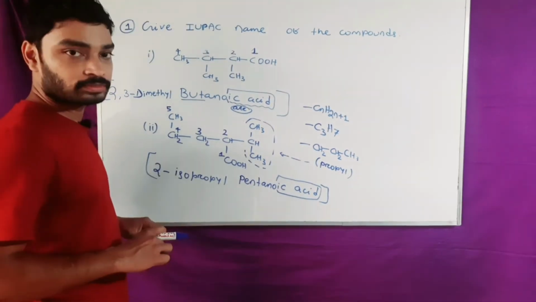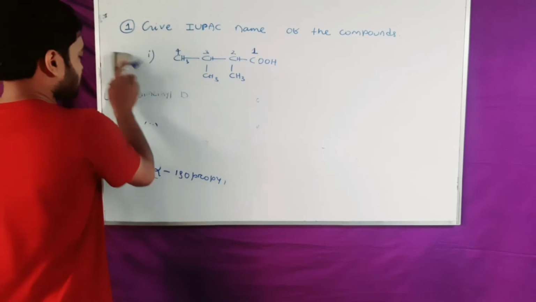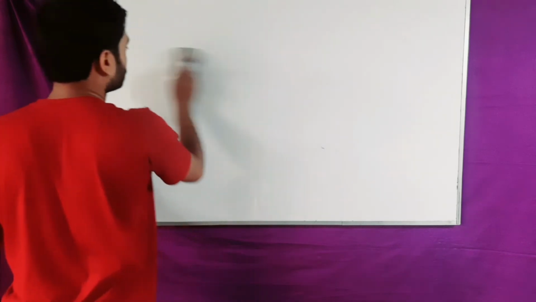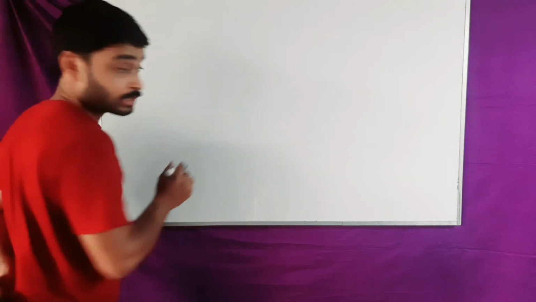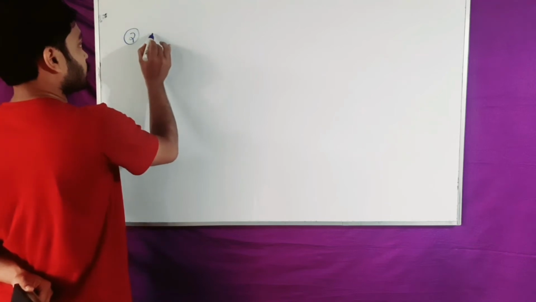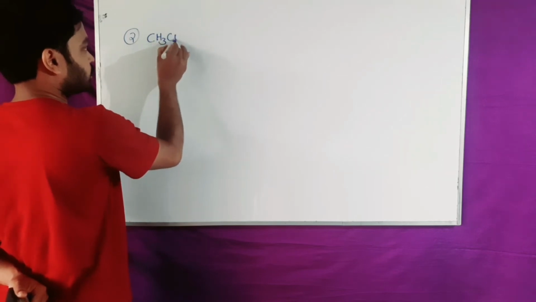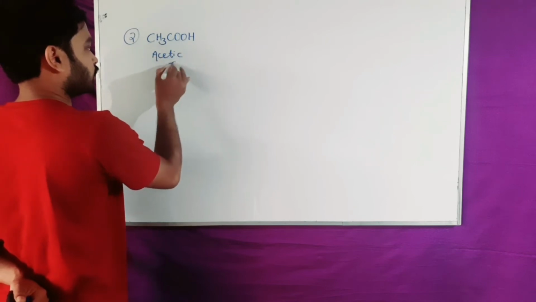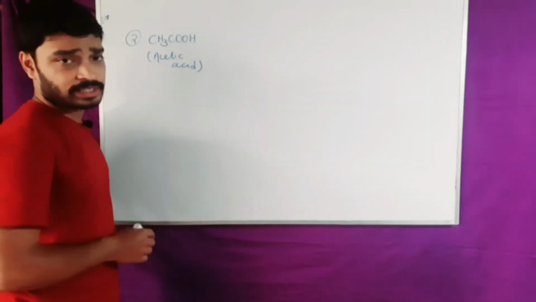So moving on to the next questions, we'll slowly practice different questions with the explanations. So moving to the second question. The second question is from your chemical property section of carboxylic acid. So in this case, you should mark that it is acetic acid, or you can say it is a common name for this compound. You can say it is ethanoic acid.